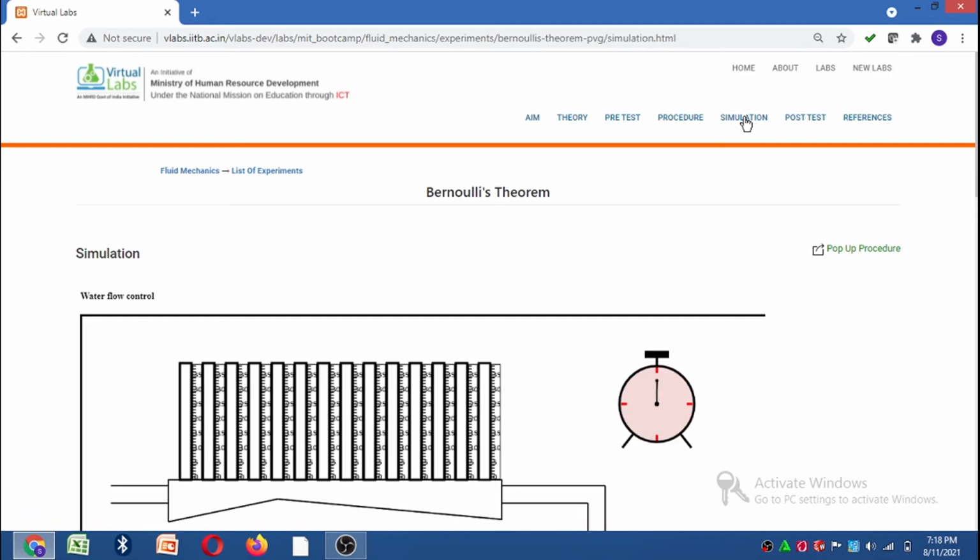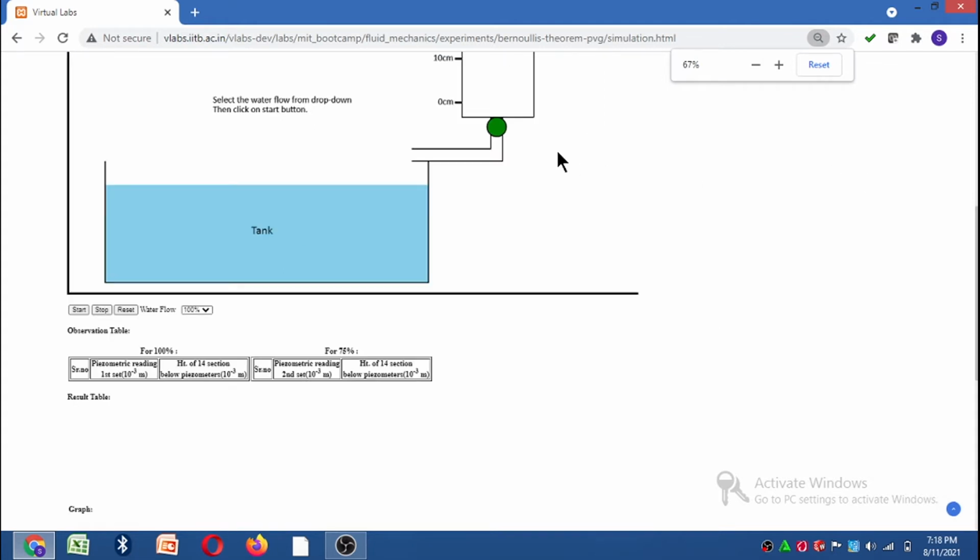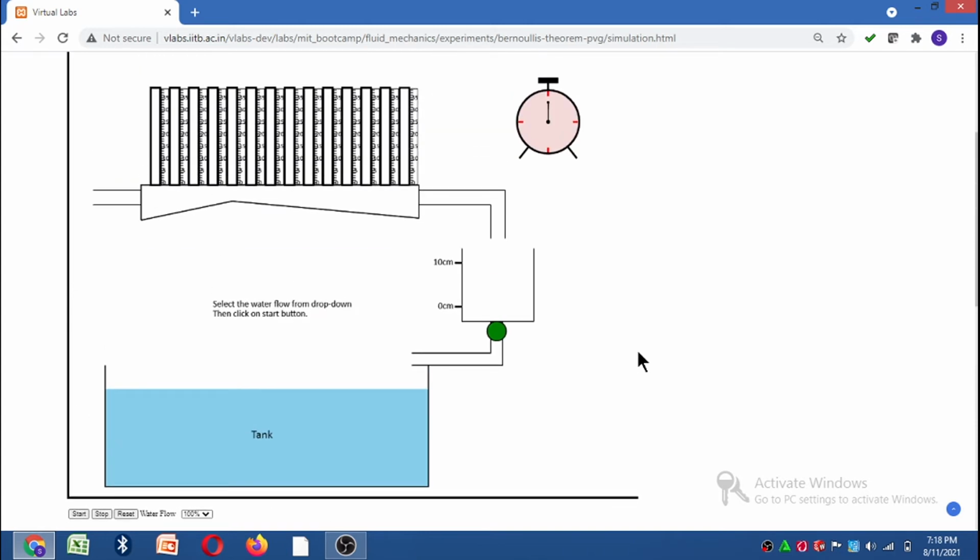This is the experimental page. You adjust the screen. Okay, this is fully viewable. This is a various cross section duct. The piezometers are placed here. This is a collecting tank and this is a gate valve. Shall we start the experiment?